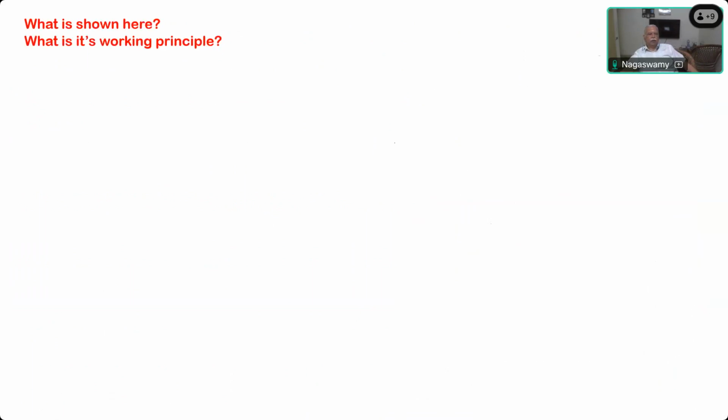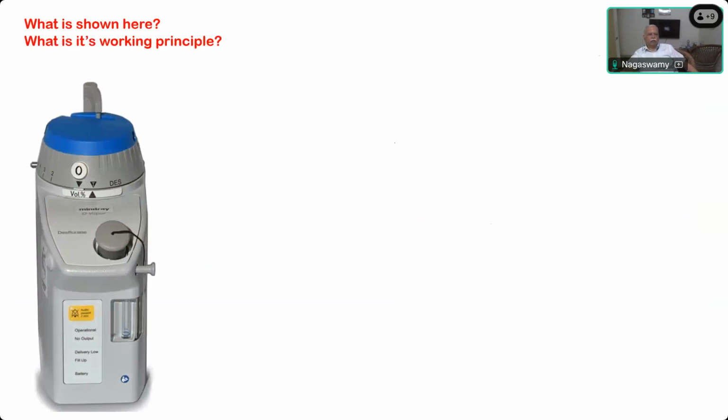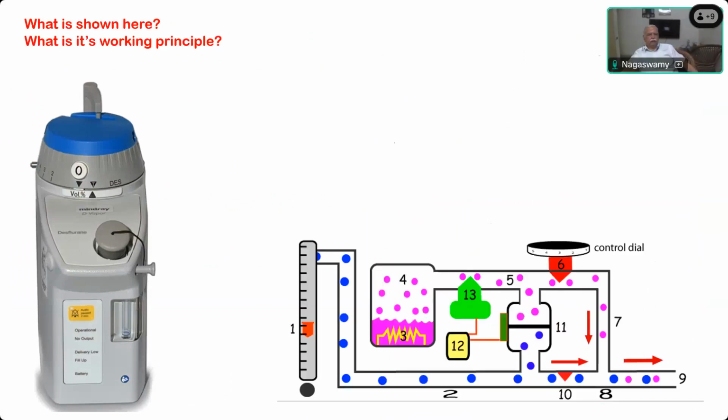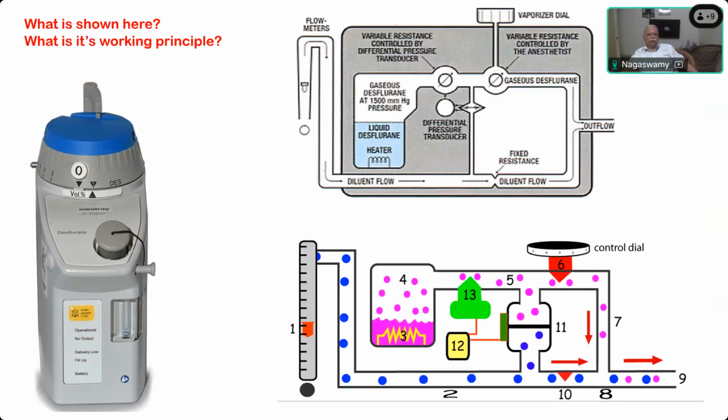What is shown here and what is its working principle? Desflurane vaporizer. Very good. It's a Tec 6 desflurane vaporizer. So this is the mechanism.